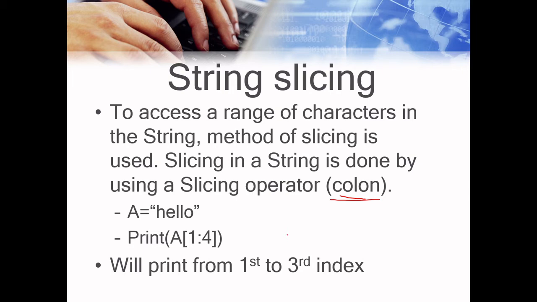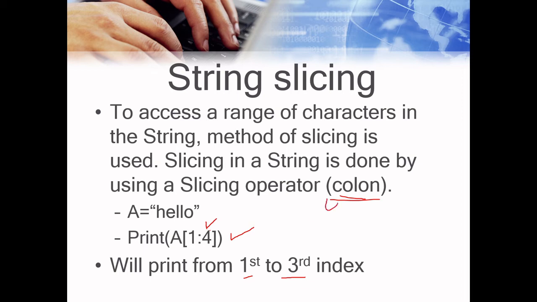How can it be done? Suppose a is equal to some string, hello all, hello something like that. If you print a inside the third bracket, obviously you know that whenever you are accessing the indexes, you have to use this third bracket. So inside this bracket, if you write 1:4, then this print will print the indexes starting from first to third. Always remember, whatever you write here, it goes up to that index minus 1.